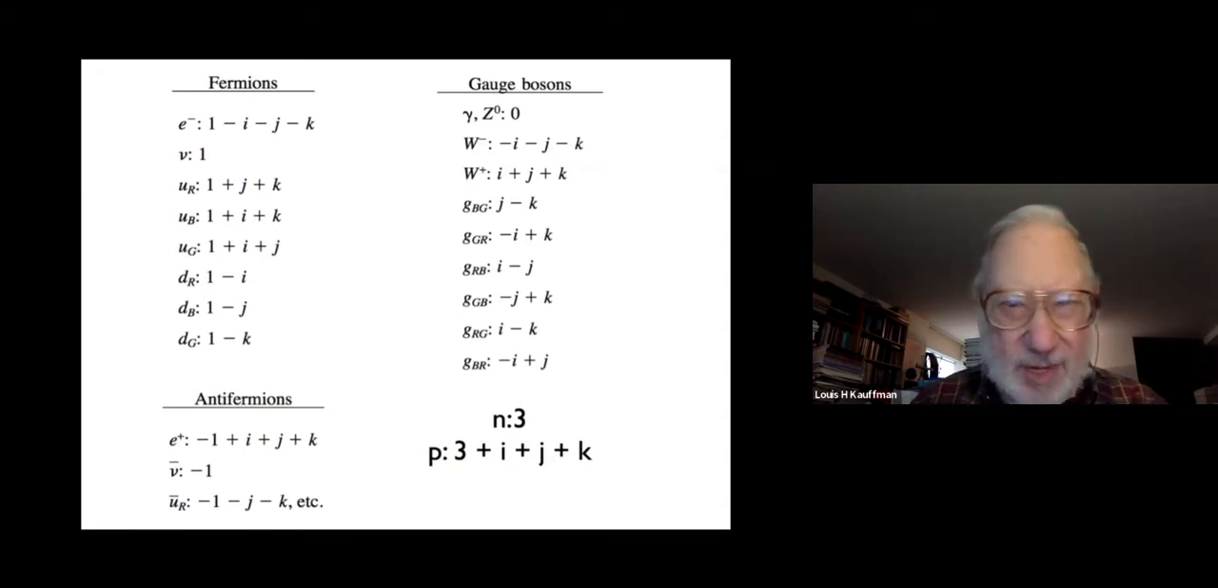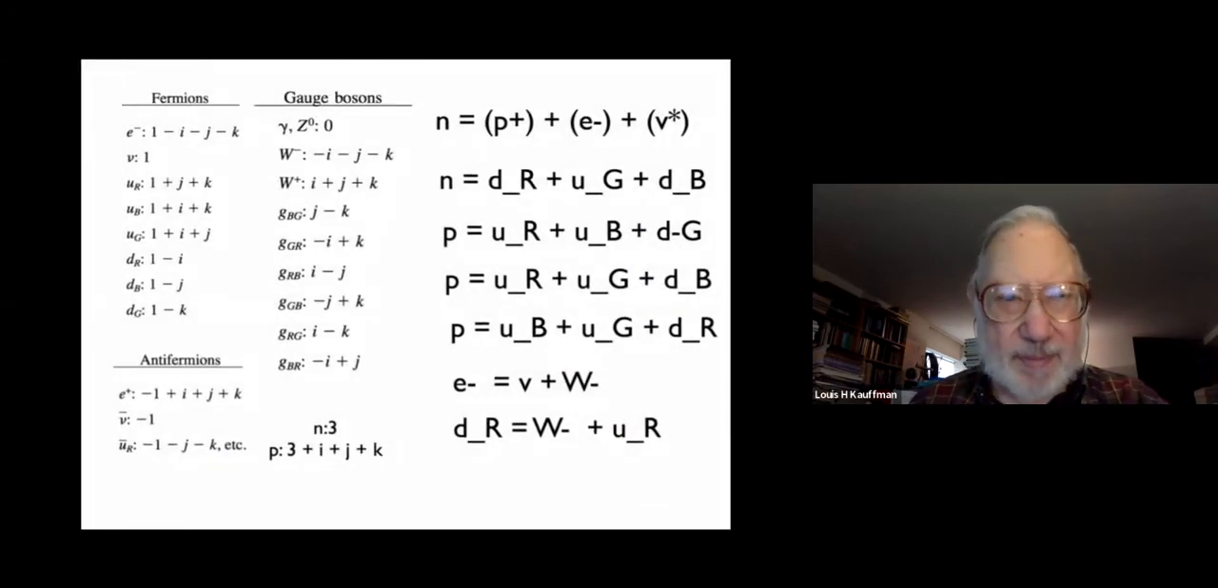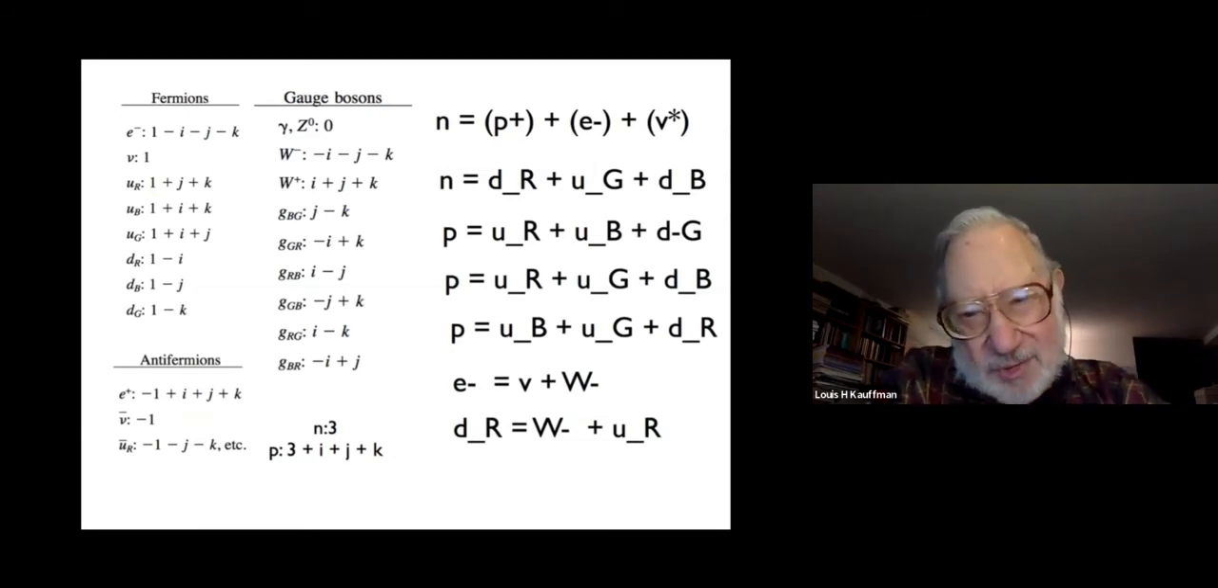You have a chart for almost everybody. And here's a proton, which wasn't somehow on his chart, but he meant this. Neutron 3, proton 3 plus i plus j plus k. Well, here's the same chart. But on the right, I have written some particle decompositions. So we can do a little arithmetic in our head, and now you'll see how his chart gets used.